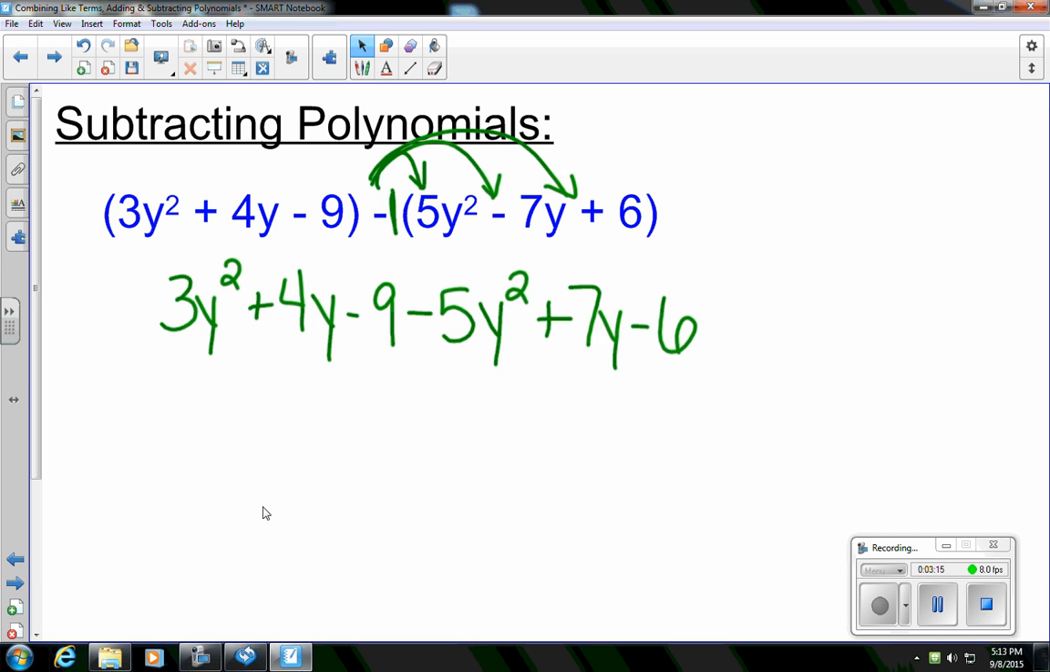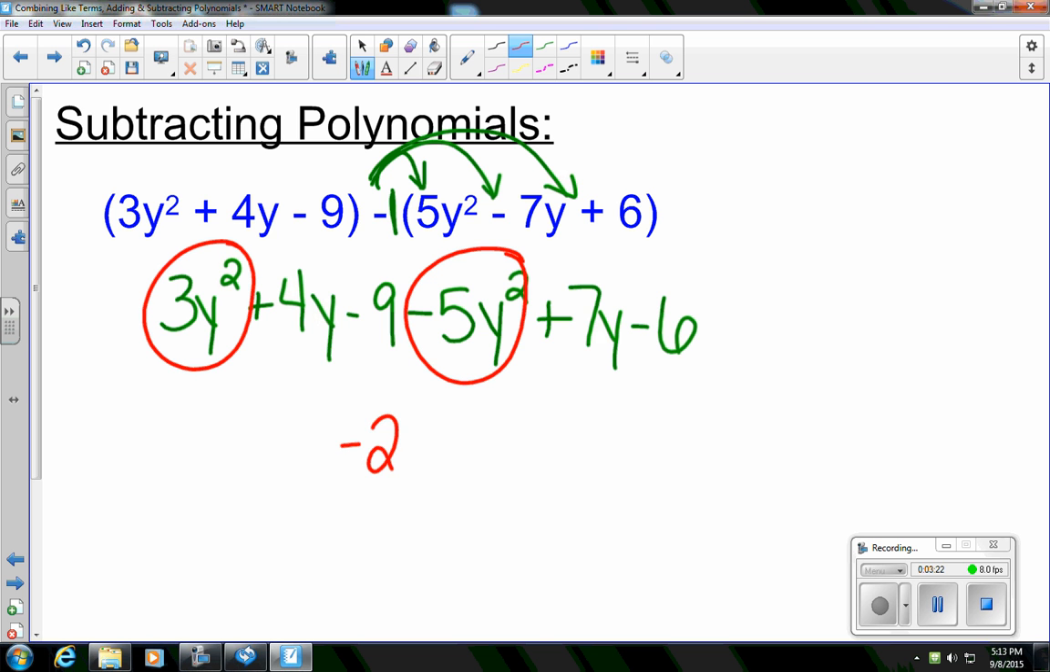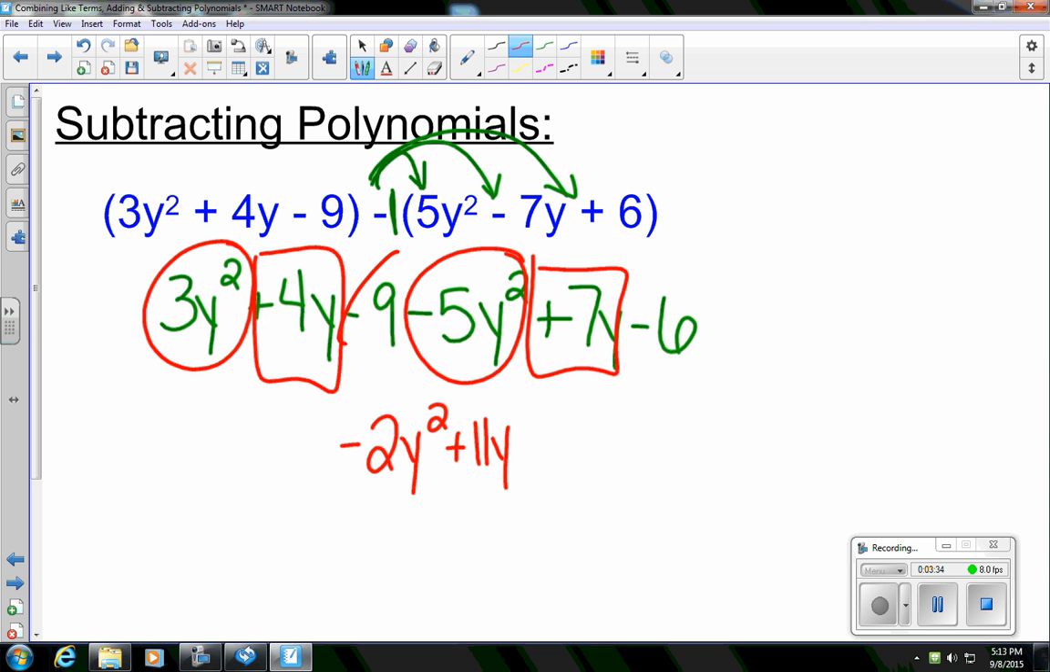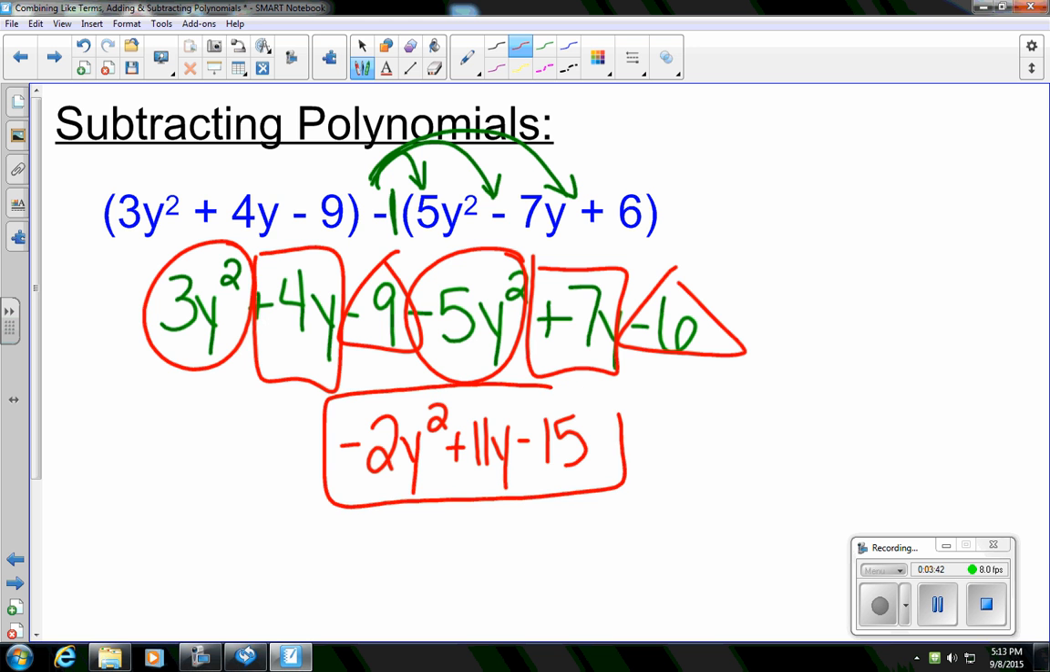So now I can go ahead and use my shapes again if we'd like. So I have 3y squared and negative 5y squared, which gives me negative 2y squared. Then we have positive 4y and positive 7y, which gives us positive 11y, and negative 9 and negative 6, which gives us negative 15. So here is our final answer. The only thing that's different with subtracting is you have to distribute that negative or that minus sign.